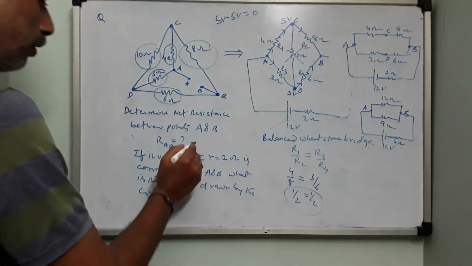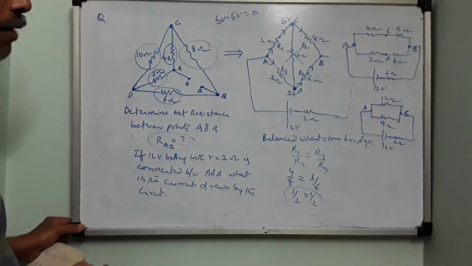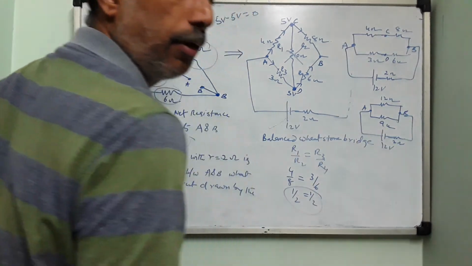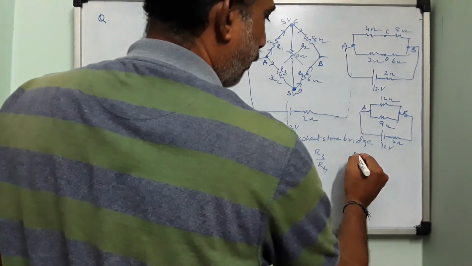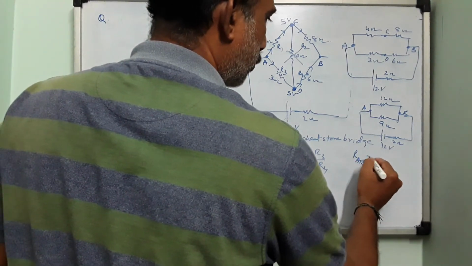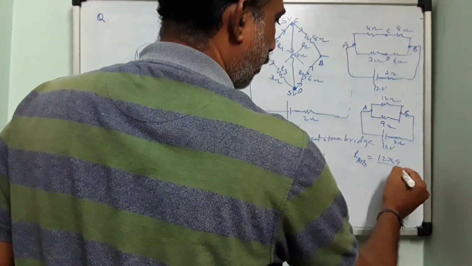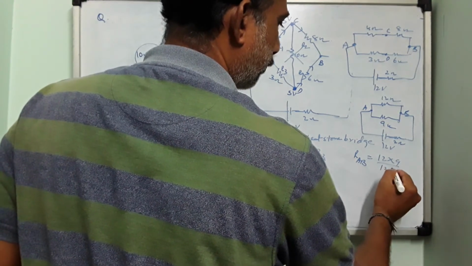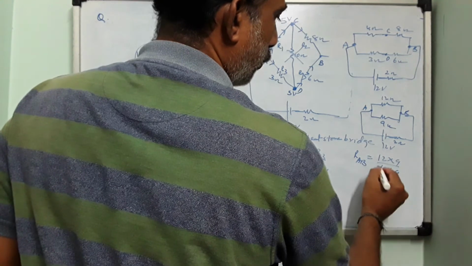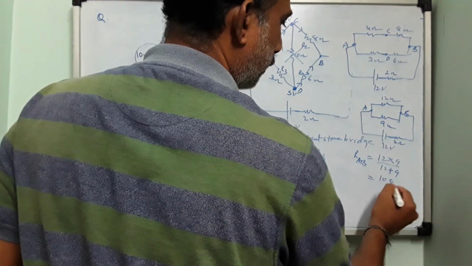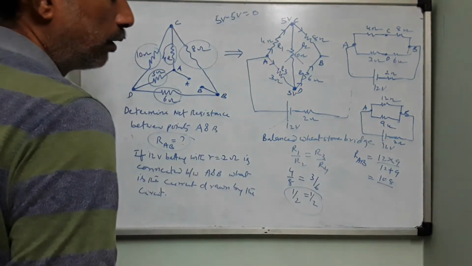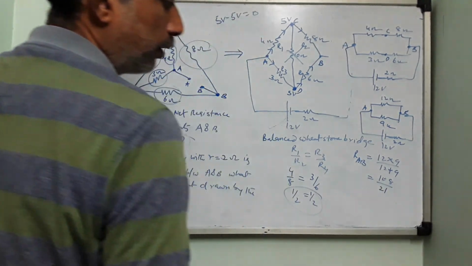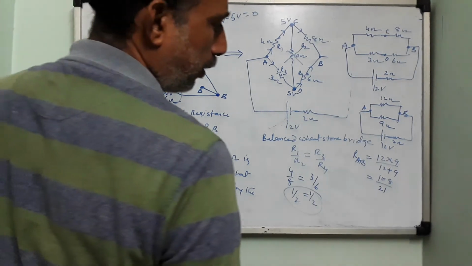What is the first part? What is the net resistance between A and B? Only between A and B you find out. So 12 and 9 are what? In parallel. So RAB equals 12 into 9 divided by 12 plus 9. So 12 into 9 is 108. And 12 plus 9 is what? 21.